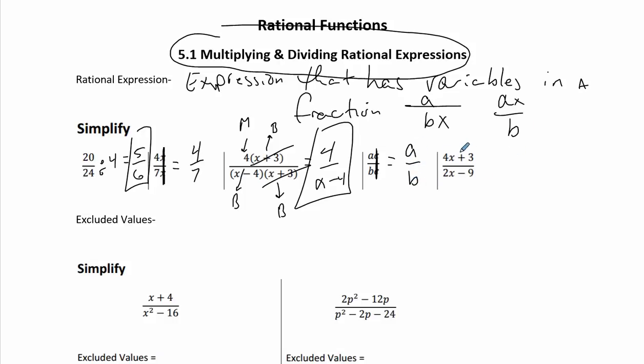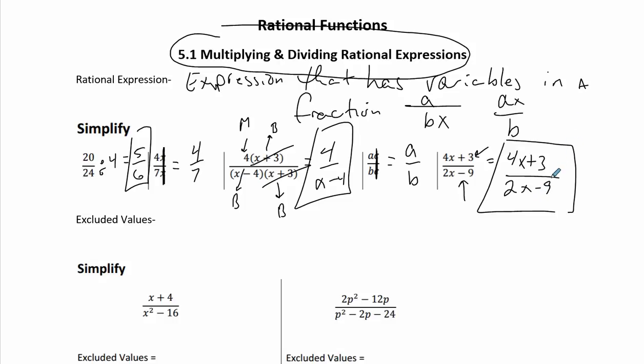This one here, 4x plus 3, that is a binomial. 2x minus 9 is a binomial. What do I notice? Well, let's first see if we can factor anything out from the top. Can I divide 4 and 3 by anything that's the same? No, so the top stays the same as 4x plus 3. The bottom, can I factor anything out of here? 2 and 9, do they have anything in common? No, so that's 2x minus 9. Since nothing can cancel, this is my answer.